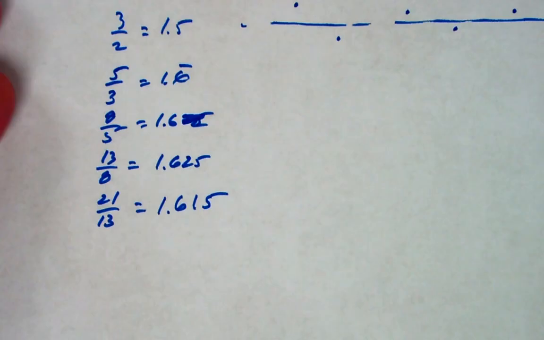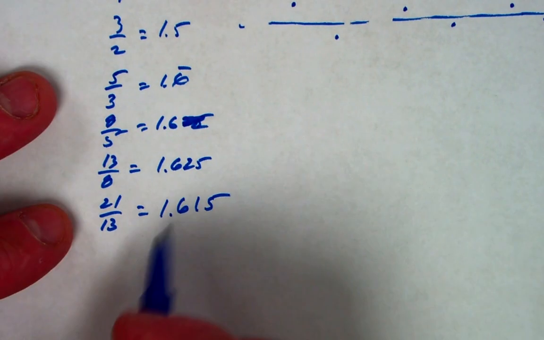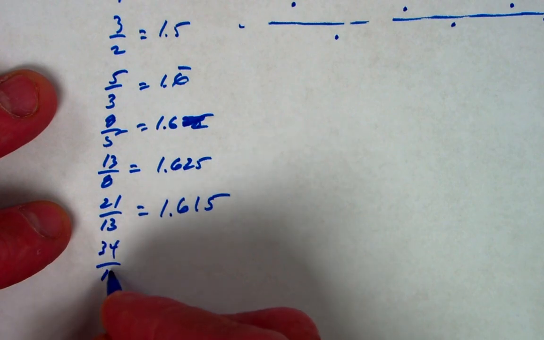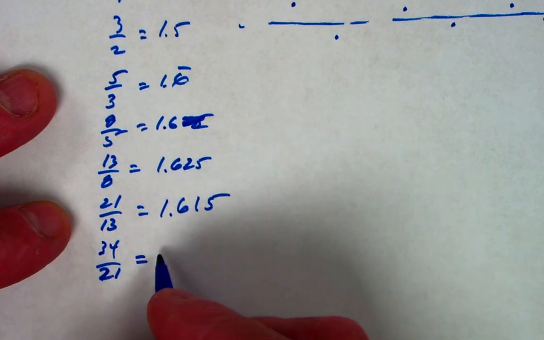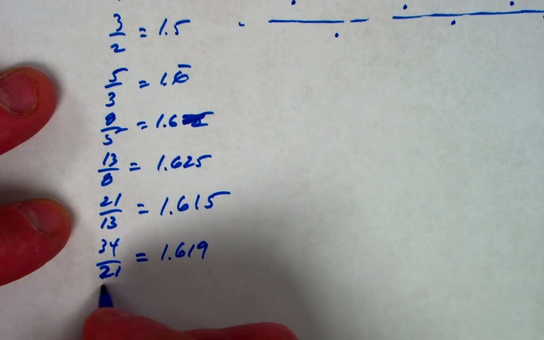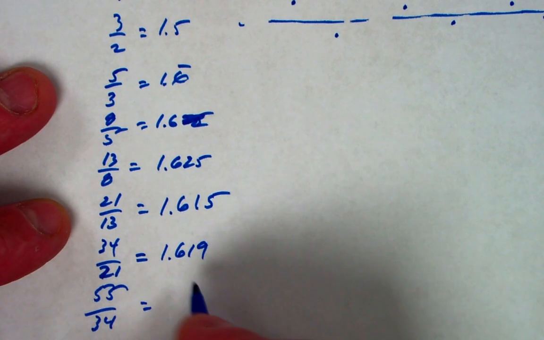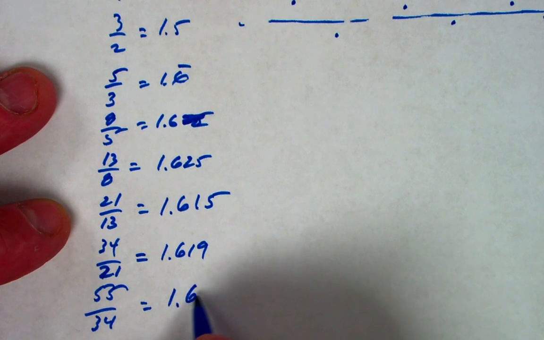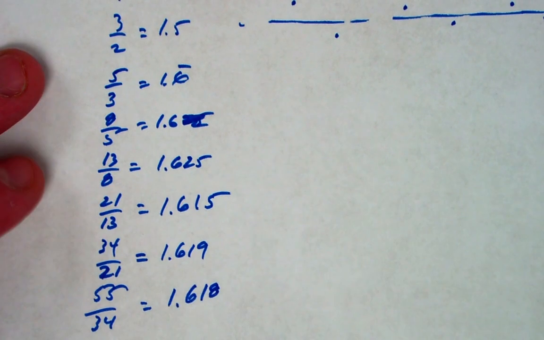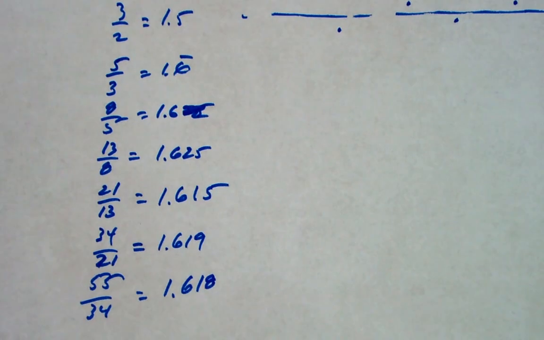Let's do a couple more and we'll see if we can get a little bit closer. What did you get for the next one? 34 over 21. Okay, thank you. 55 over 34. Okay. So it seems like we're converging to some value. And that's an important idea in calculus later on: convergence or divergence. Divergence is when it does not get closer to a value. It starts getting farther and farther and farther away. Where this one, it's converging to a certain value.